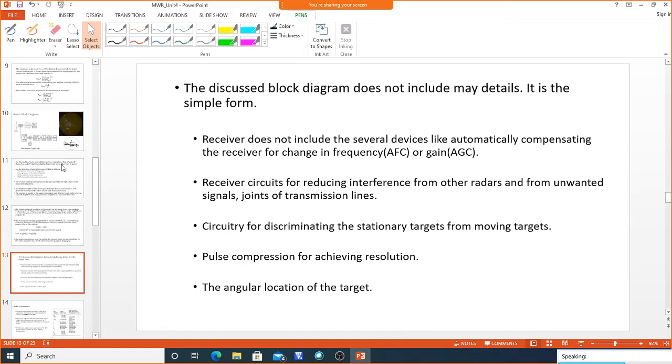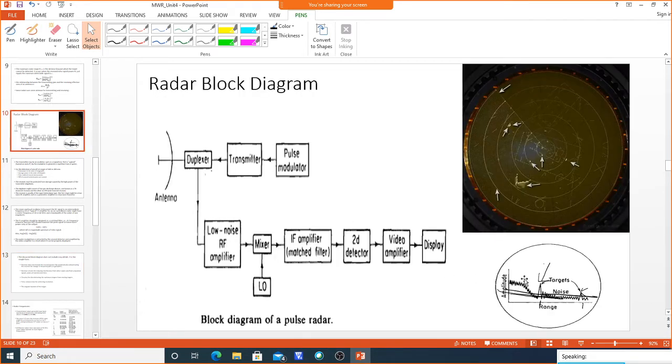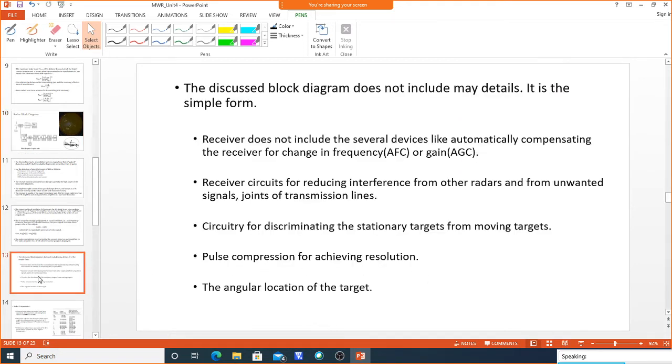So here only a stationary target is shown, and it will be displayed as per the range information. Even if it is a moving target, that is not included. It will change the position with respect to the amplitude of the received echo signal, which will find the target.